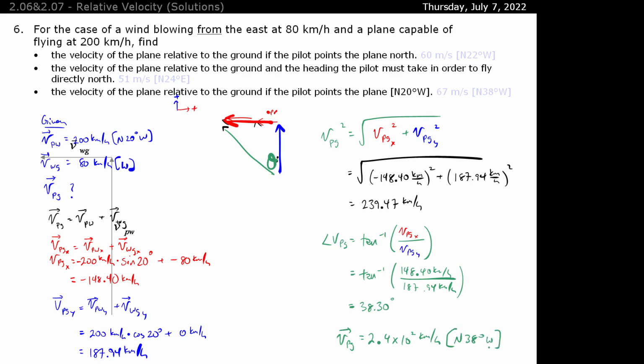And if for some reason on my answer key I wrote that out in meters per second, then you would just simply take, why is this not working? There you go.